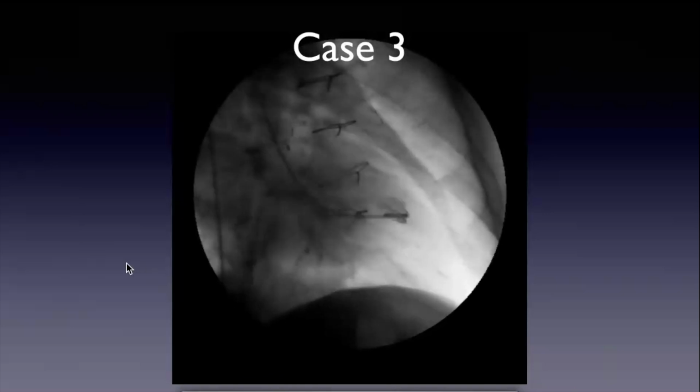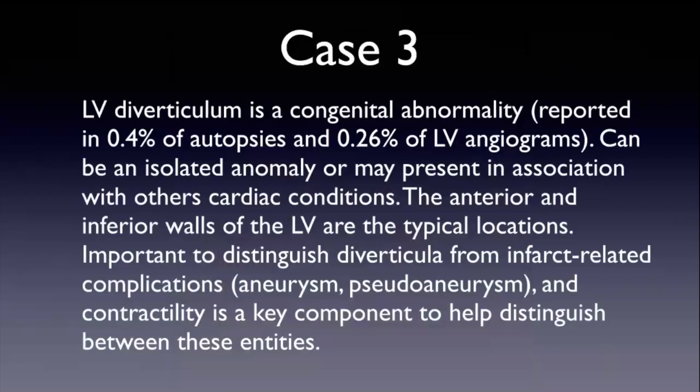That's an LV diverticulum. An LV diverticulum is thought to be a congenital abnormality. It's estimated in about 0.4% of autopsies, 0.26% of LV angiograms, although, as I said, we're not doing as many LV angiograms as we used to. It's actually difficult. You need really good image quality for echocardiography to see them, but you can see them much better with contrast. But you have to be looking for them, or paying attention when you do the study. The anterior and the inferior walls tend to be the typical locations.